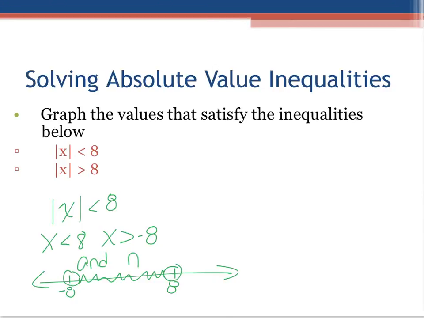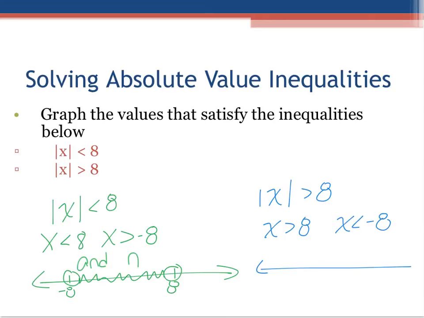That's a case where the absolute value of x is greater than 8. That means x is greater than 8, or x is less than negative 8. So graphing that line, you see that x is greater than 8, and x is less than negative 8. That is an OR, which is a union. So an AND statement is an intersection, and an OR statement is a union.